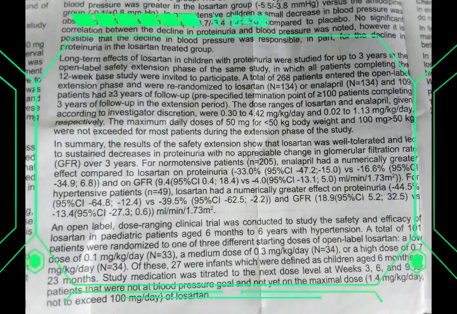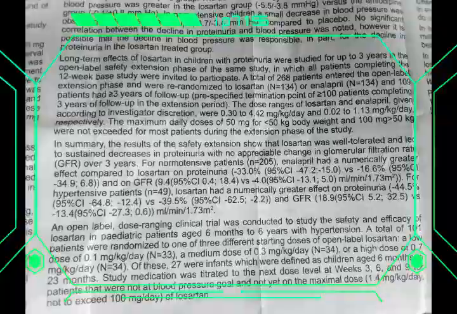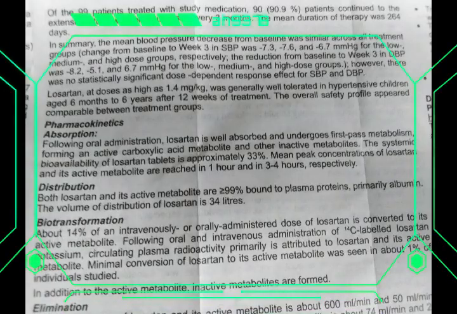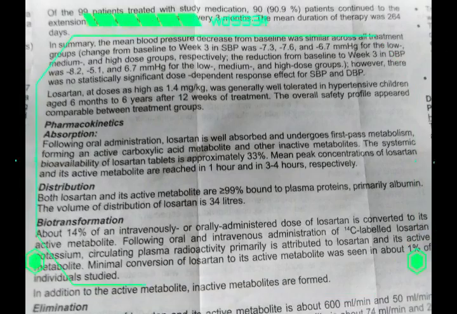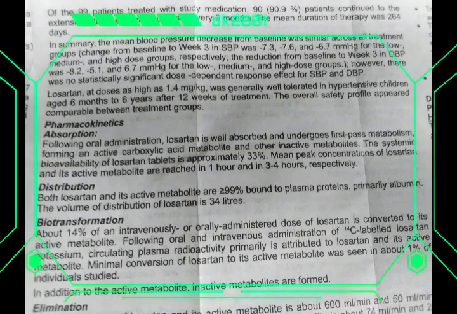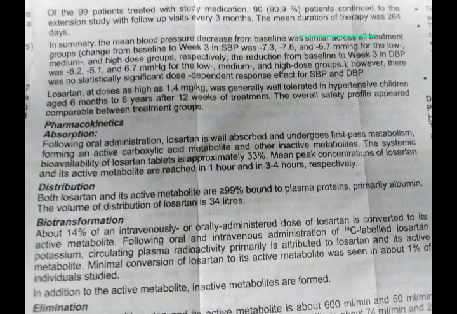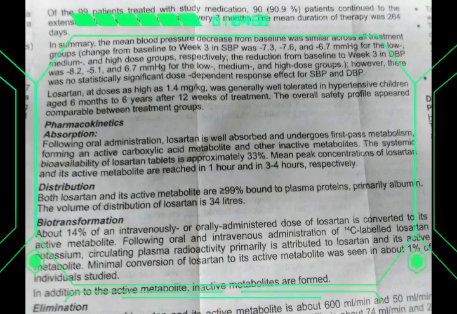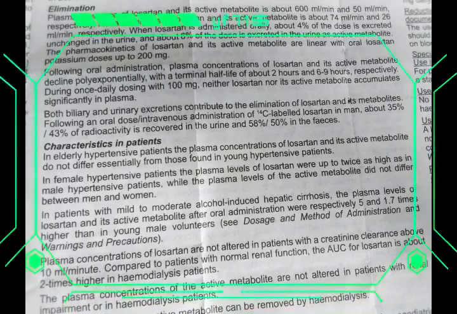The pharmacokinetics of losartan and its active metabolite are linear with oral losartan potassium doses up to 200 mg. Following oral administration, plasma concentrations of losartan and its active metabolite decline polyexponentially with a terminal half-life of about 2 hours and 6 to 9 hours, respectively. During once daily dosing with 100 mg, neither losartan nor its active metabolite accumulates significantly in plasma.